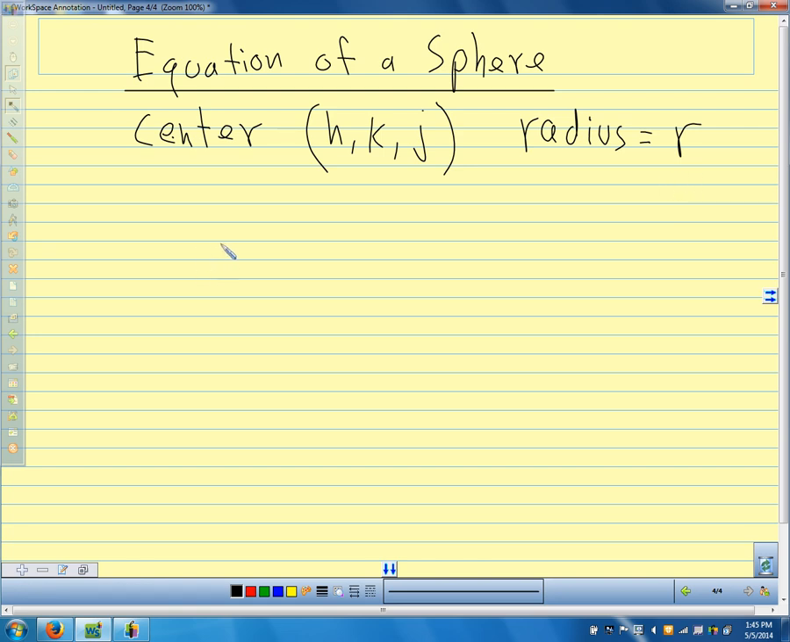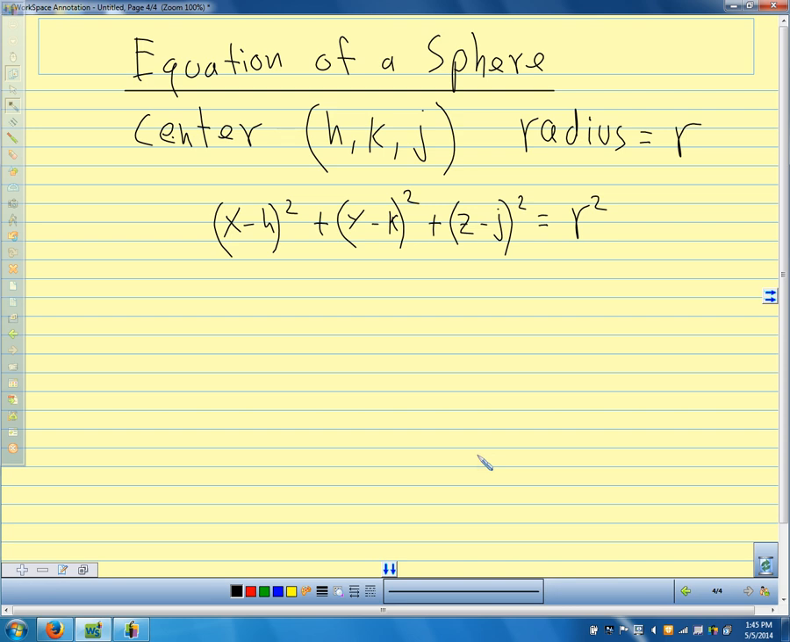So anyone want to guess, since we just finished an entire unit on conic sections, and the circle is a conic section, guess what our standard equation of a sphere is going to be. (x minus h) squared, (y minus k) squared, (z minus j) squared, equals r squared.